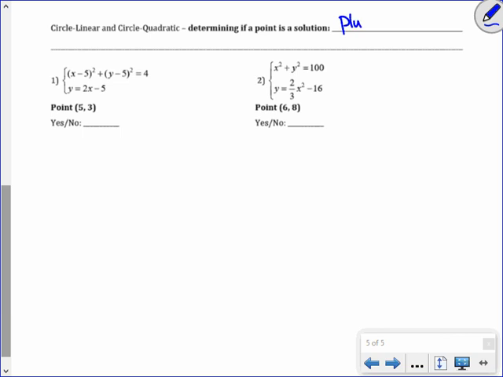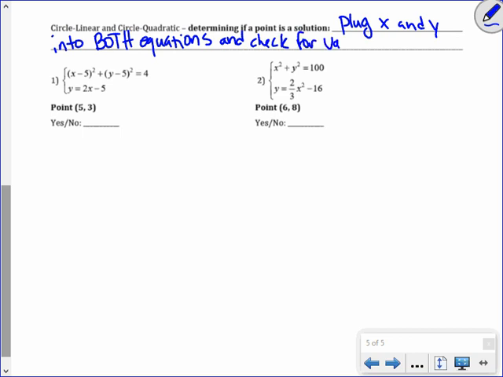You're going to plug x and y into both equations and check for a valid result. Basically meaning you want one side of the equal sign to be the same as the other side of the equal sign. So it's exactly the same as what we did last time.